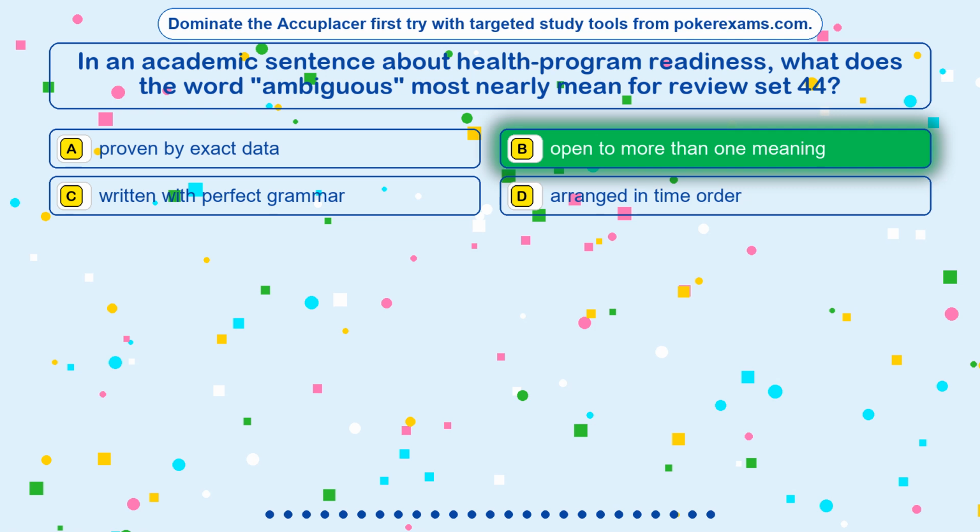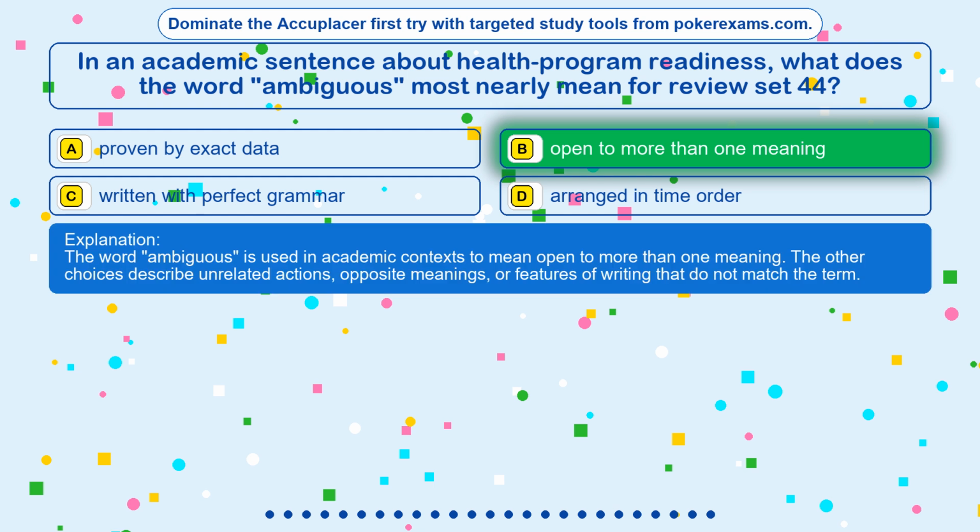The correct answer is option B, open to more than one meaning. The word ambiguous is used in academic contexts to mean open to more than one meaning. The other choices describe unrelated actions, opposite meanings, or features of writing that do not match the term.